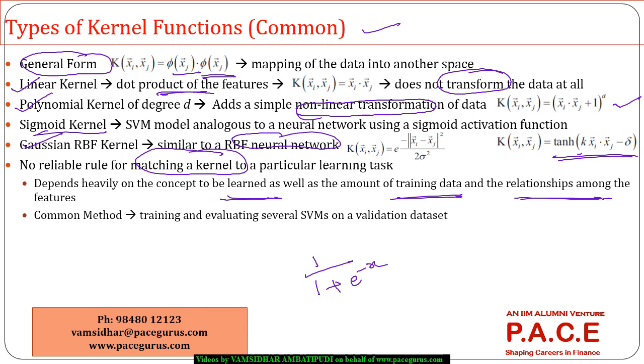So the common method typically for identifying what should be the kernel function is we are training, evaluating different kinds of SVMs, and whatever models are getting built, all of them we are again testing on a testing data set, and whichever one is fitting more and more appropriately, that is the one we are concluding. So that is how we will work on our example right now.